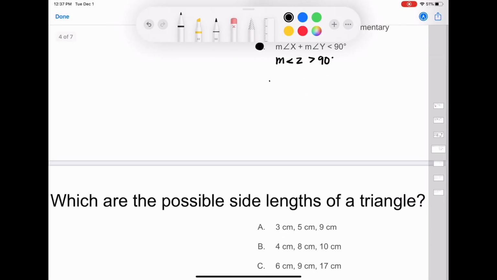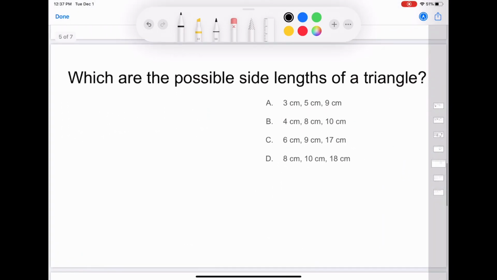Let's move on to the next problem. What are the possible side lengths of a triangle? Here we're given different side lengths, and we're asking which of these is a reasonable possible side length. In this, we want to use the triangle inequality theorem. That tells us that the sum of the lengths of any two sides of a triangle is greater than the length of the third.